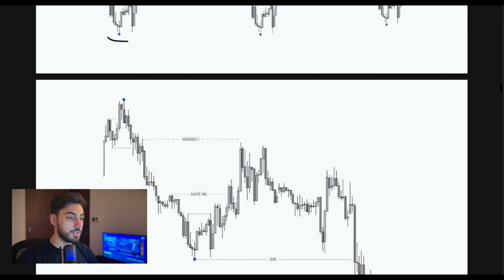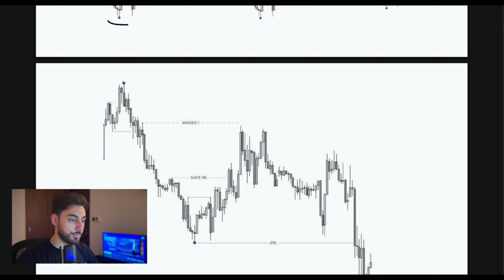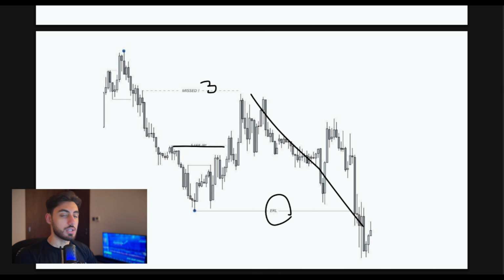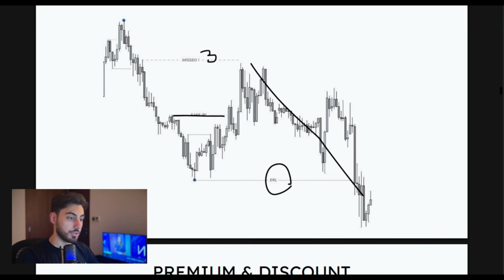So now if you take a look, this is the range. What we can see is price took out the safe internal liquidity formula. This was the third one. It didn't take out the third one, created the new low and took out the external point. So as I told you, with this formula, you can easily understand which area is the higher probable liquidity area for you, so you can take it.